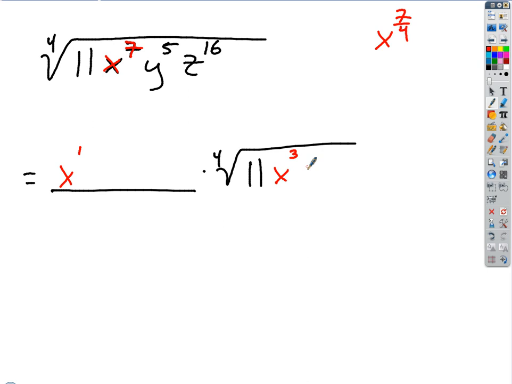See? What about the y's? Let's make the y's blue. Yeah, so we're going to get y to the 5/4 as a mixed number. That's 1 1/4. So y to the 1 and 1/4. Right? Okay, what about the z's? Well, 4 goes in there. Yeah, I get z to the 16/4, which is just 4. So it's all outside.